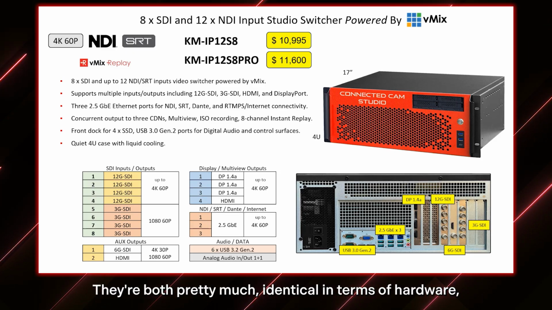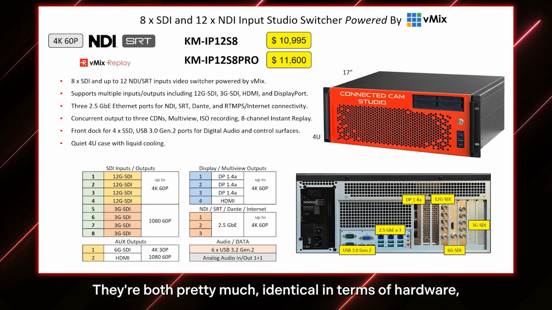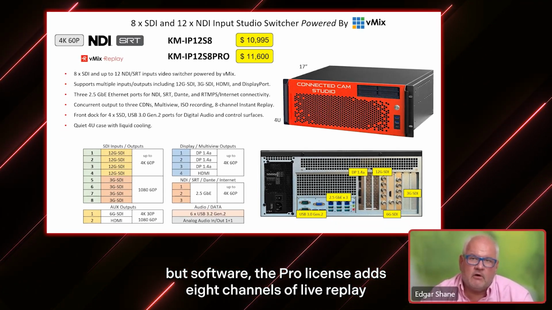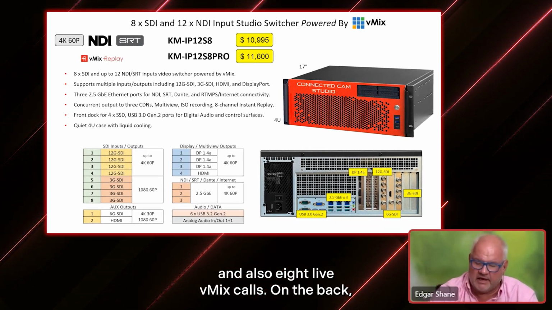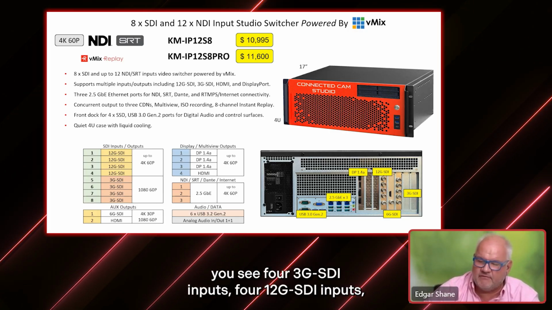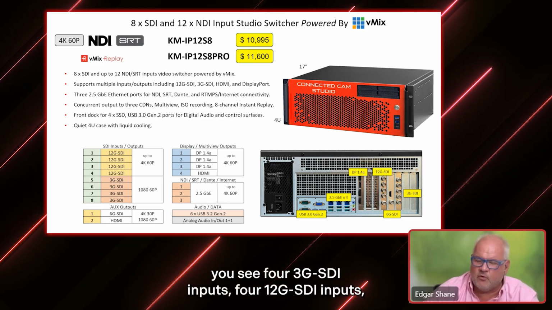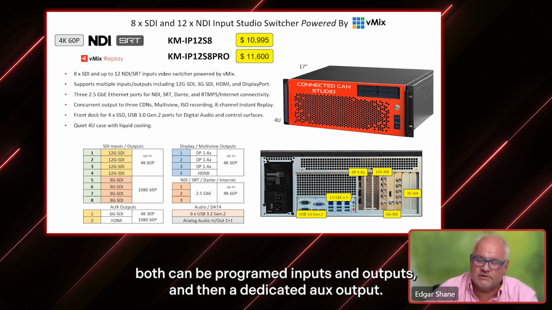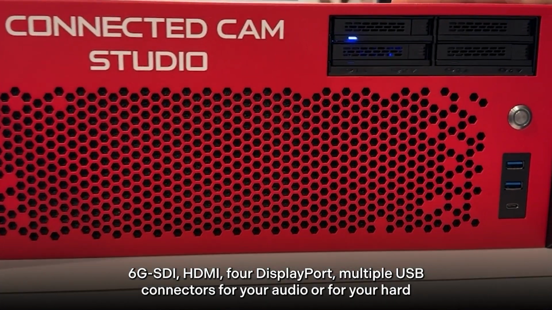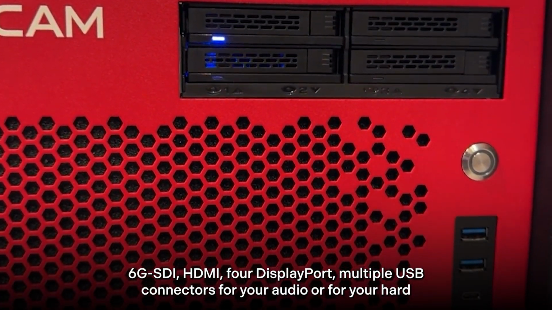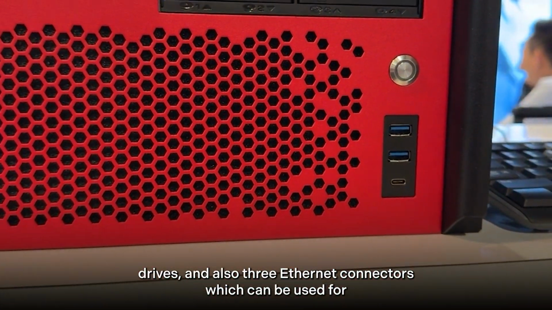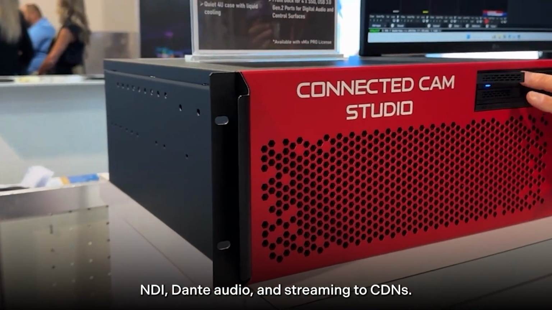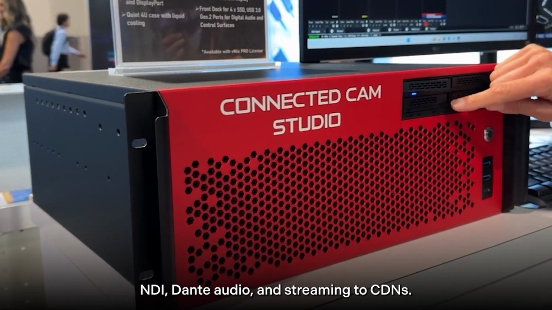You can see pricing here. They're both pretty much identical in terms of hardware, but software. Pro license adds 8 channel of live replay and also 8 live vMix callers. On the back, you see 4 3G SDI inputs, 4 12G SDI inputs. Both can be programmed inputs and outputs, and then dedicated aux output 6G SDI HDMI, 4 display ports, multiple USB connectors for your audio or for your hard drives, and also 3 Ethernet connectors, which can be used for NDI, Dante audio, and streaming to CDNs.